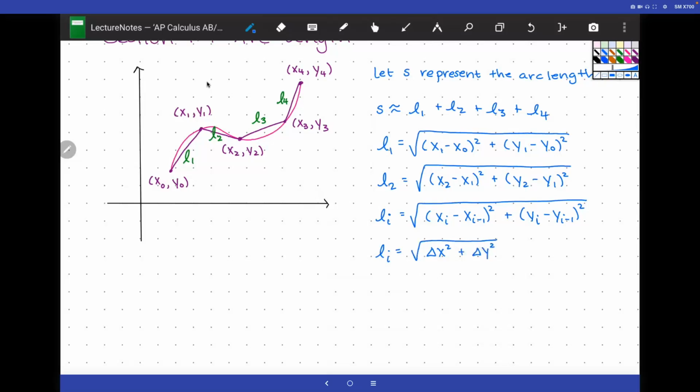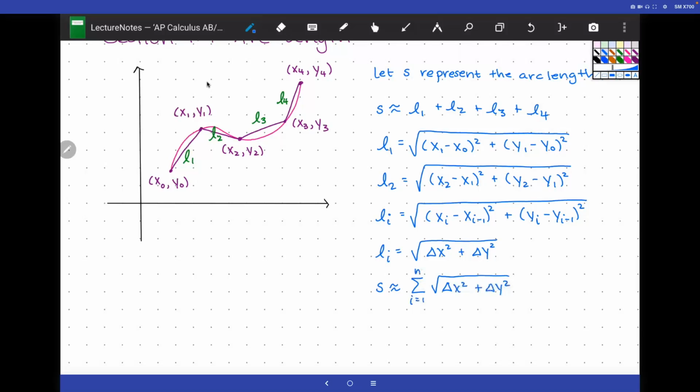All right, any questions so far? Now remember, that's just one line segment. So for the arc length, we'd have to add up all the line segments. And we could turn that into a sigma. So we can say the arc length is approximately the sum of the square root of delta x squared plus delta y squared as i goes from 1 to n. That will give us n line segments. So it's just an approximation, not infinite yet. Now eventually I'm going to do the limit as n approaches infinity and get the actual arc length.